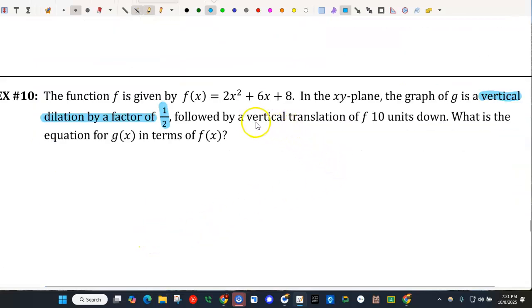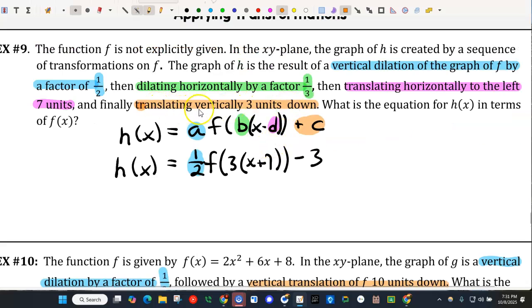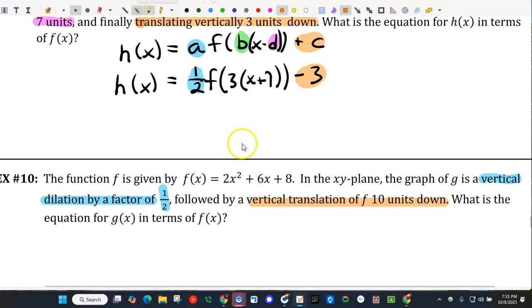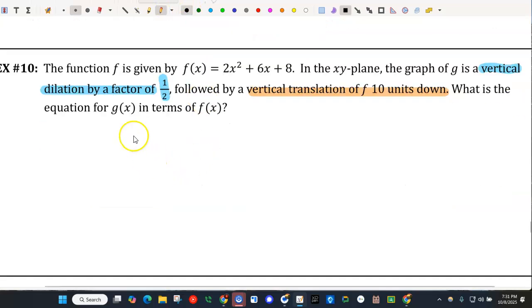And we're going to do a vertical translation down 10 units, right? So that's going to be very similar to this. This is down 3 units, so we know it's just going to be a number out here. And that's pretty much it. So nothing going on inside, which makes it really nice. So we're just going to have f of x. Okay. All right, so I'm going to have an equation for g. So g of x, right, it's going to be 1/2 f of x, and then minus 10.